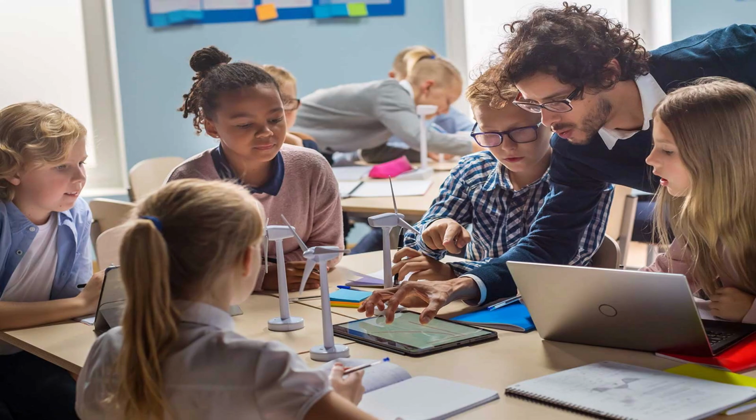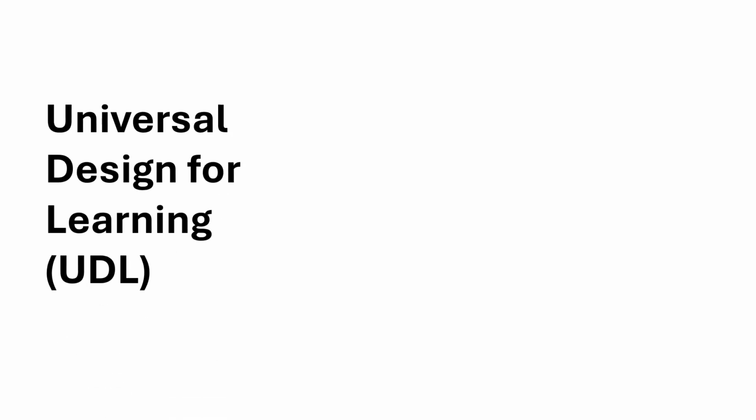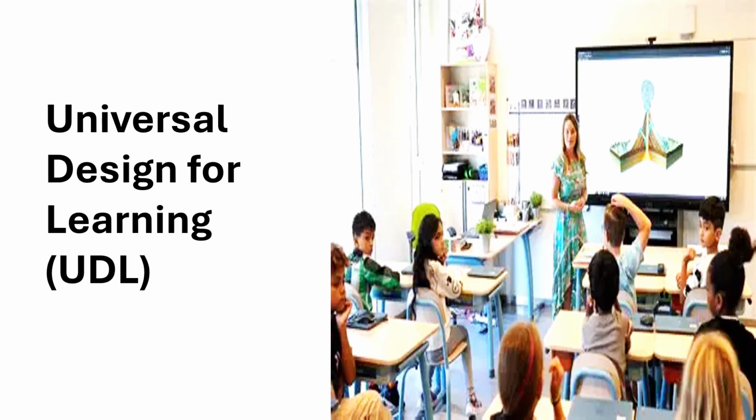The second principle is universal design for learning, which can be abbreviated UDL. It aims to make lessons accessible to all learners from the start. It promotes flexible teaching methods that offer multiple ways to engage, understand, and show learning. For example, teachers can use printed text, audio, or visual aids to support diverse needs. UDL removes learning barriers and ensures equal opportunities for every student.